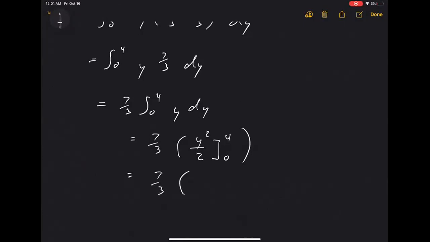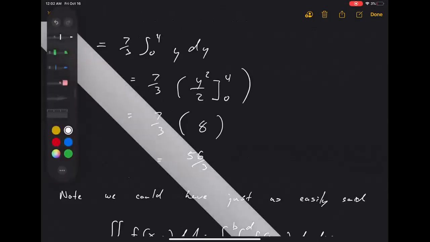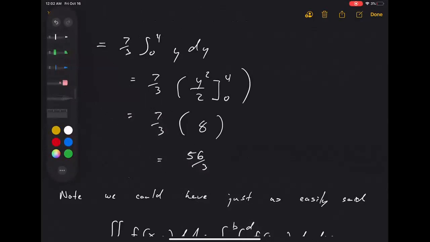Let's see, 16 over 2 is 8 minus 0. Okay, so let's see, we get 56 over 3. All right, and that's our iterated integral.